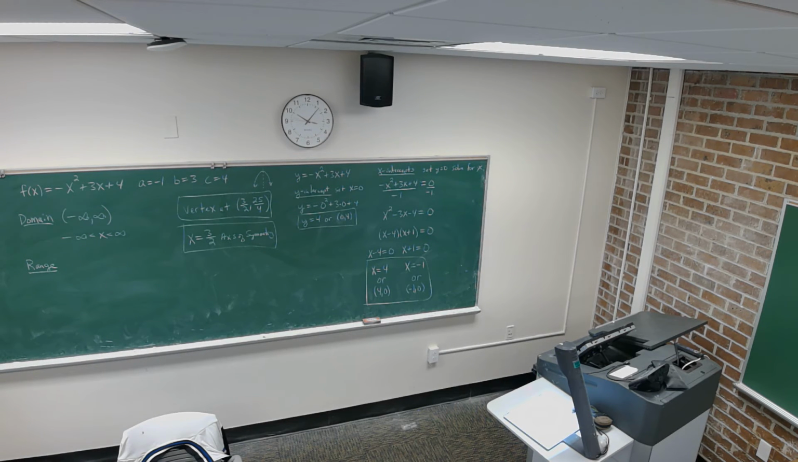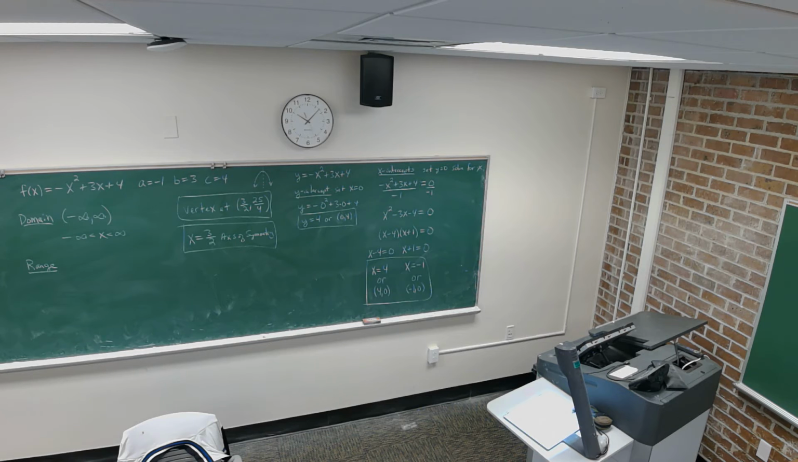So let's see if we can come up with a crude graph of our parabola over here. We know where the x-intercepts are, right? They're at -1 and 4. The y-intercept is at +4. Right? So it crosses the y-axis here, crosses the x-axis here, and here.